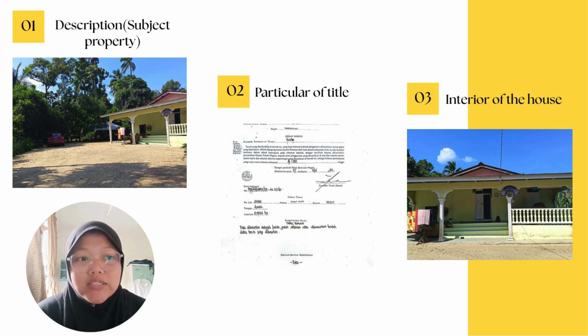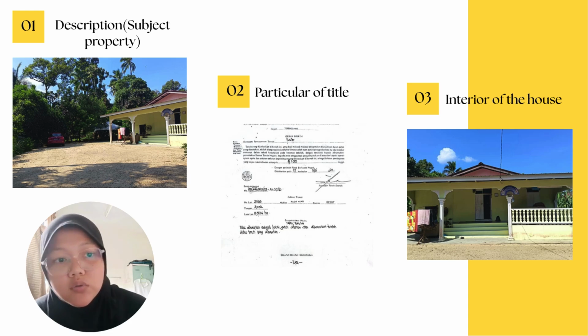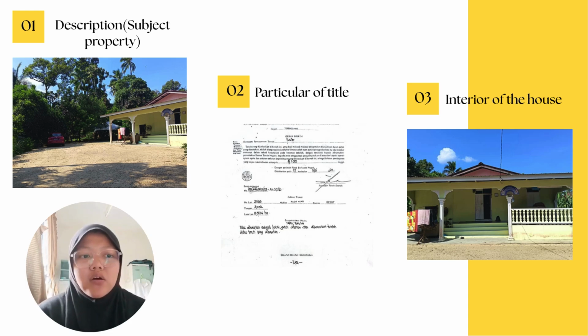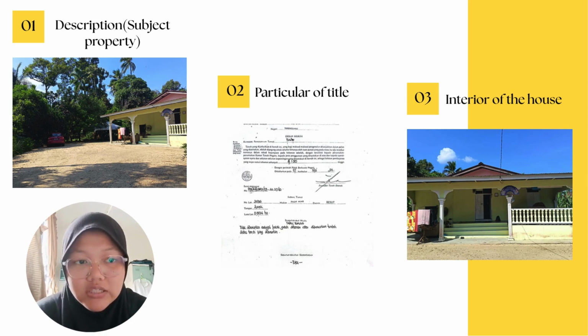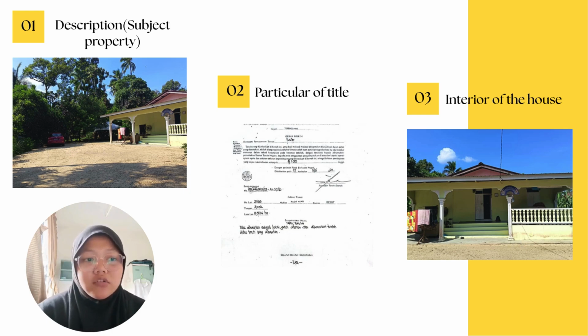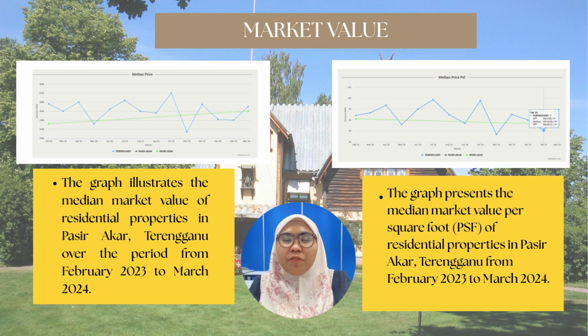Despite its rural setting, the property is conveniently located near basic amenities such as a school, a mosque school, and healthcare facilities. It is also surrounded by natural attractions such as verdant hills and nearby recreational areas. Overall, the property offers a peaceful environment with reasonable accessibility to essential facilities. So now we move to the market value.